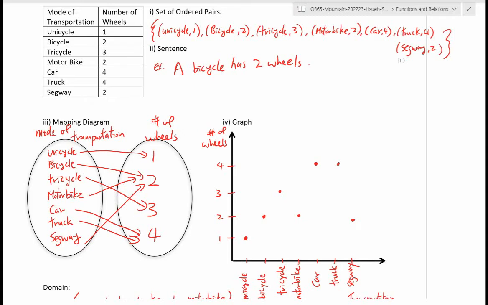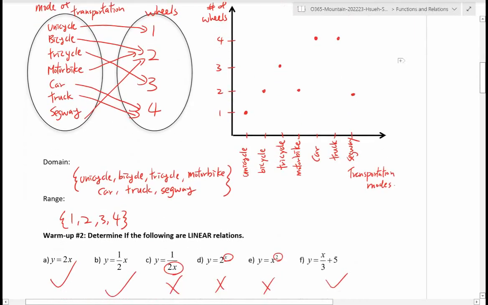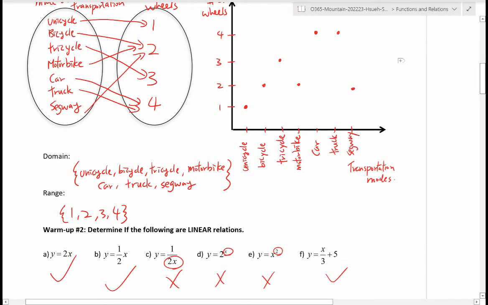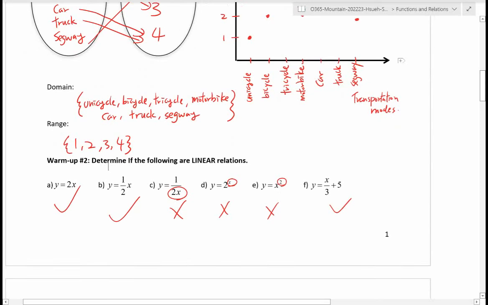Again, make sure you label the x. What does the x-axis represent and what does the y-axis represent? Okay. The domain and range. Recall, domain is just the set of the x values. In this case, they are the mode of transportation, and range is just the output, right? The set of outputs. So all of them, 1, 2, 3, 4. Okay, so that's the first example.